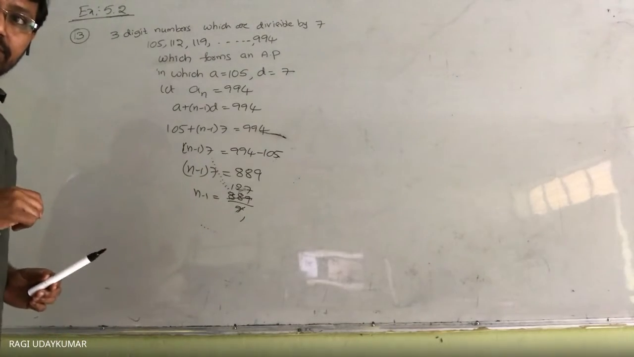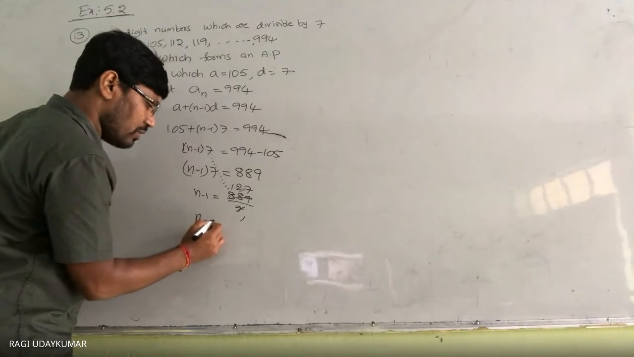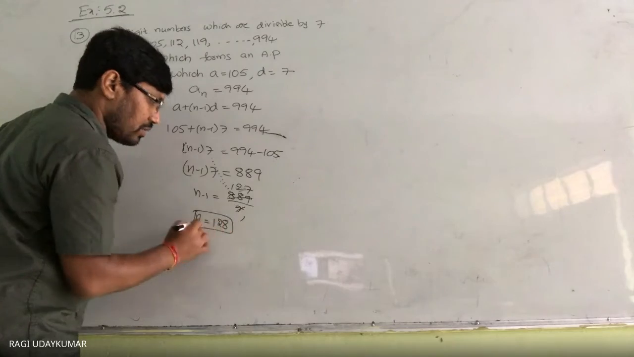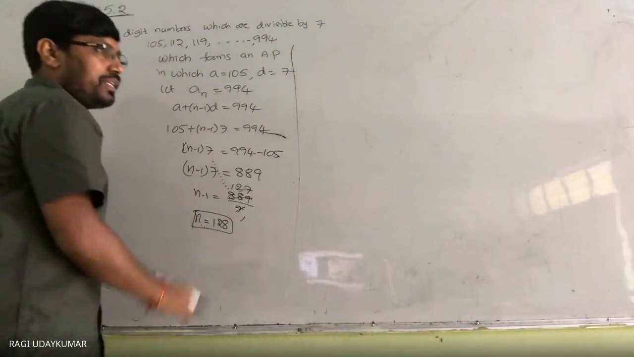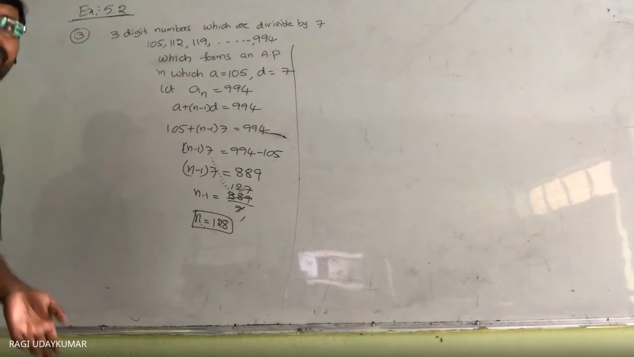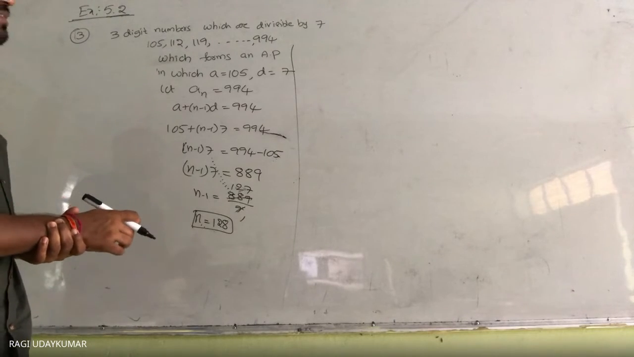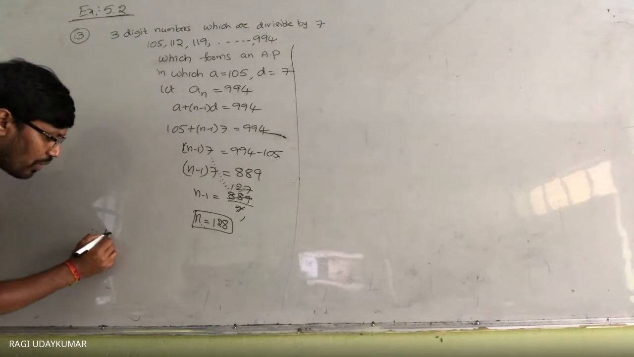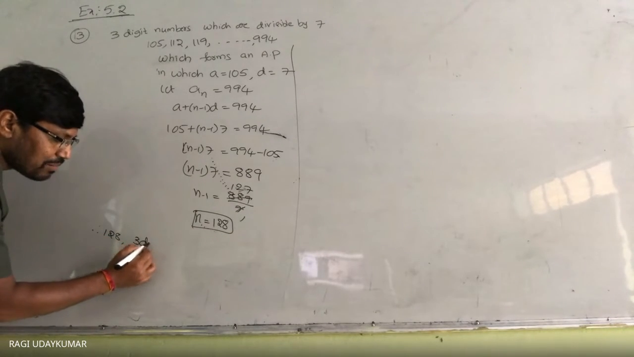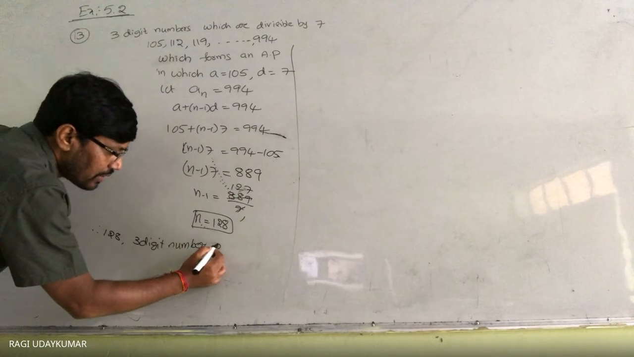Okay. So n is equal to 128. Therefore, the answer is 128. You need to write this in sentence form because the question is asked in sentence form: how many three-digit numbers are divisible by 7? So you have to write: 128 three-digit numbers are divisible by 7.